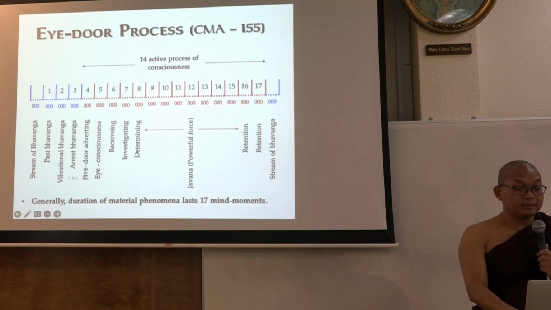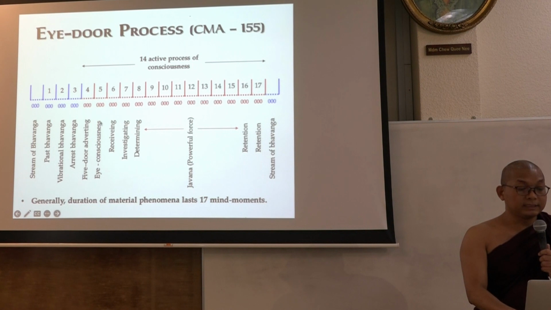Here, you can see that 5-door adverting is 1. 2 types of eye consciousness, 3, right? 2 types of receiving consciousness, 5, right? And 3 types of investigating consciousness, 8. Determining, 9, right? Determining 9.